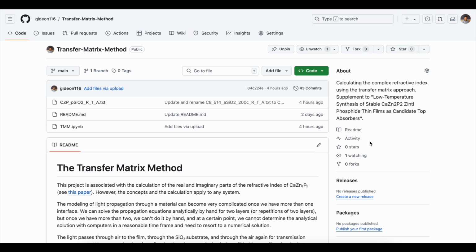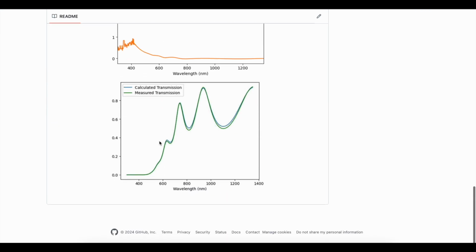So doing that can be quite complex. In fact, it becomes extremely complicated to do it by hand, and hence the transfer matrix method. I'll talk about what that is and how we can use it in a second. But you can see that after minimizing our error, the calculated transmission and the measured transmission are quite similar, and the same thing for the reflection.